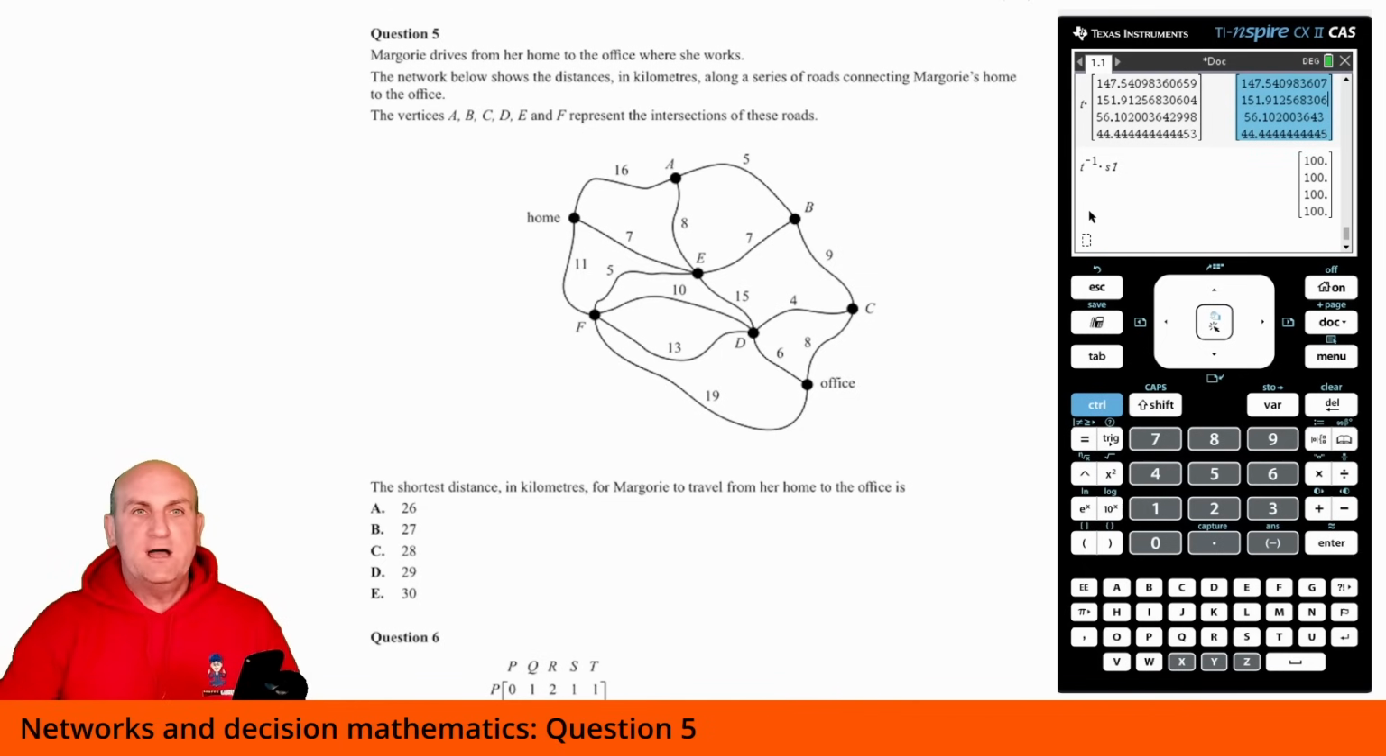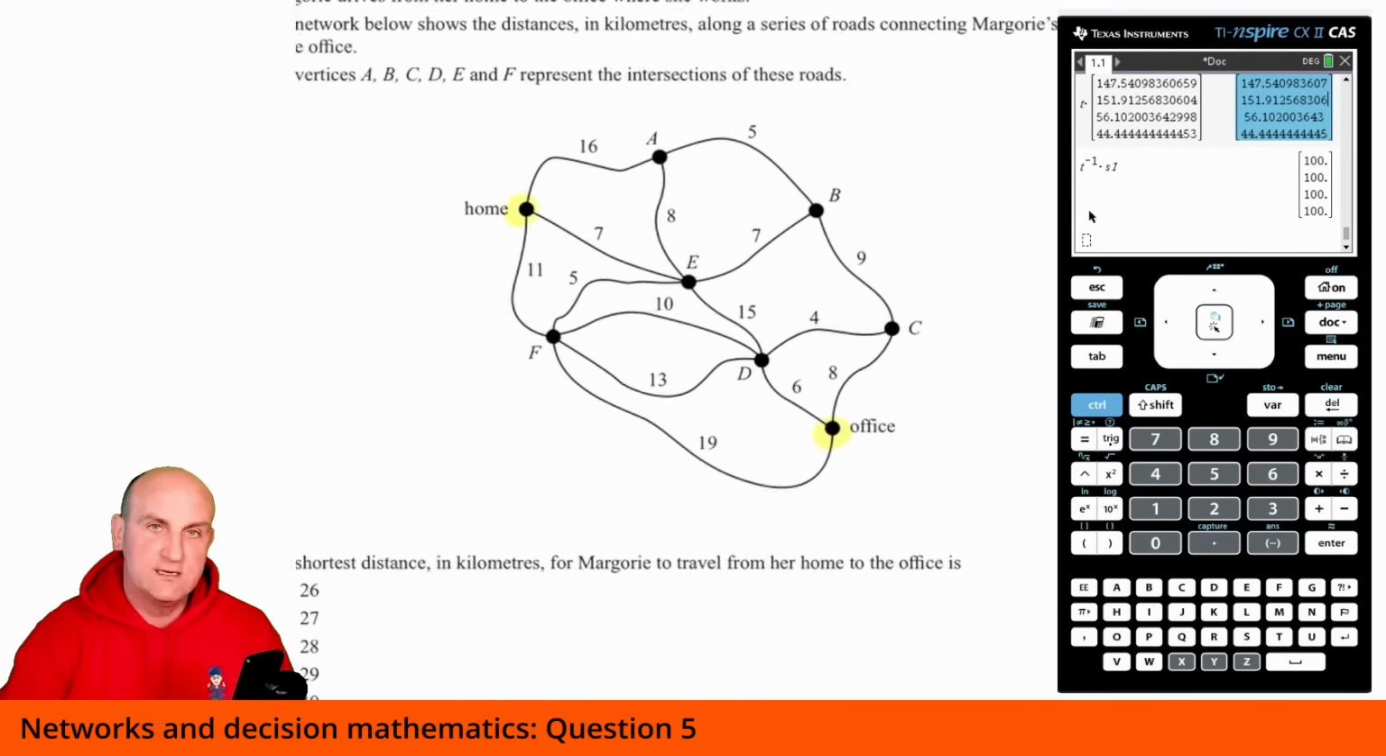Thank you. Right, Marjorie drives from her home to the office where she works. The network below shows the distances in kilometres using a series of roads connecting Marjorie's home to the offices. The shortest distance in kilometres for Marjorie to travel from her home to the office. So we're going from the home, and we're going to go to the office, and we're going to use Dijkstra's algorithm. Oh, yes, we are.